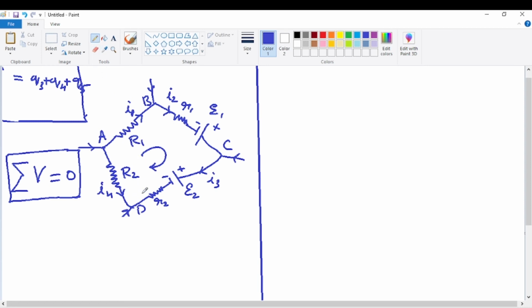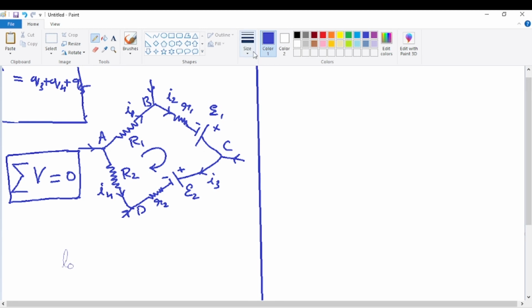Now we are starting at A. The loop should be mentioned. We start at A and end at A again, going along the path A, B, C, D, A. So applying the voltage law for the closed loop, or the closed circuit, A, B, C, D, A.